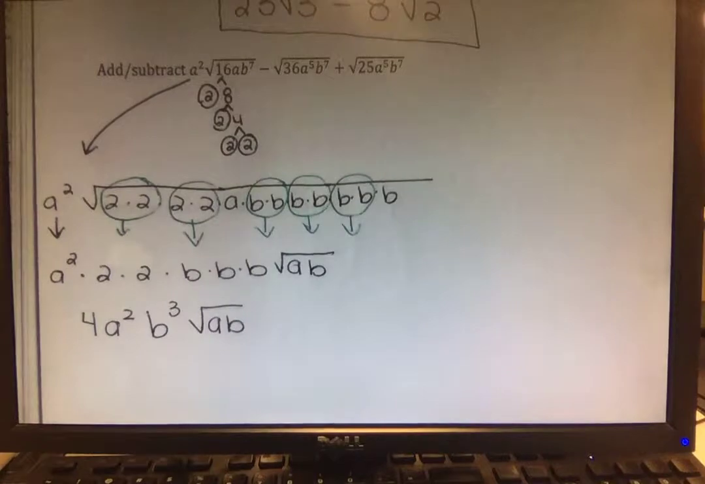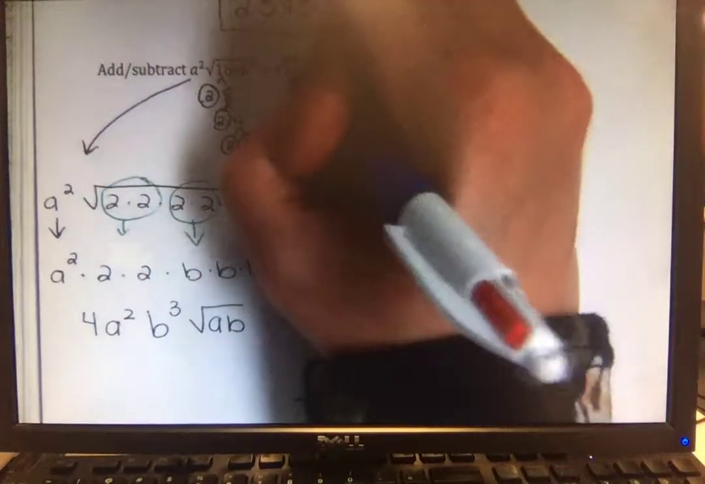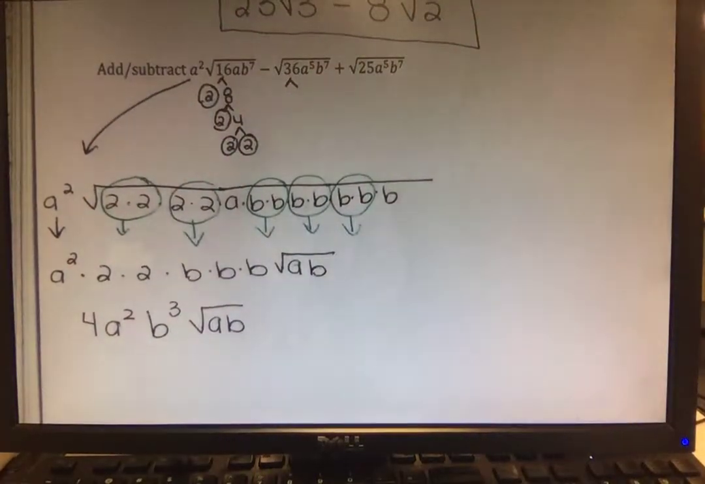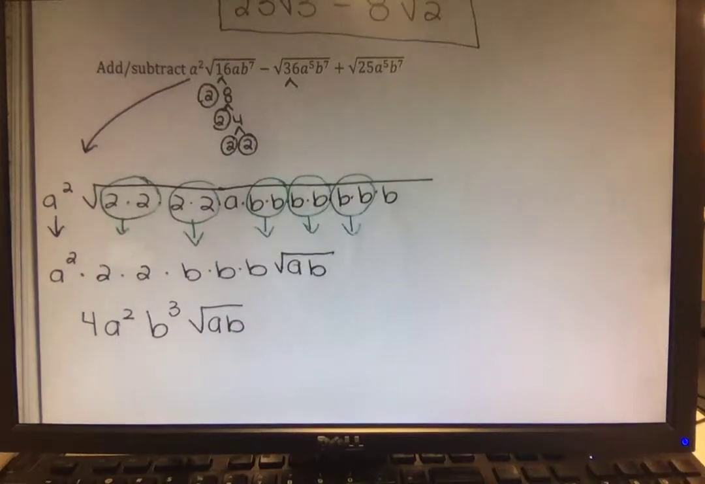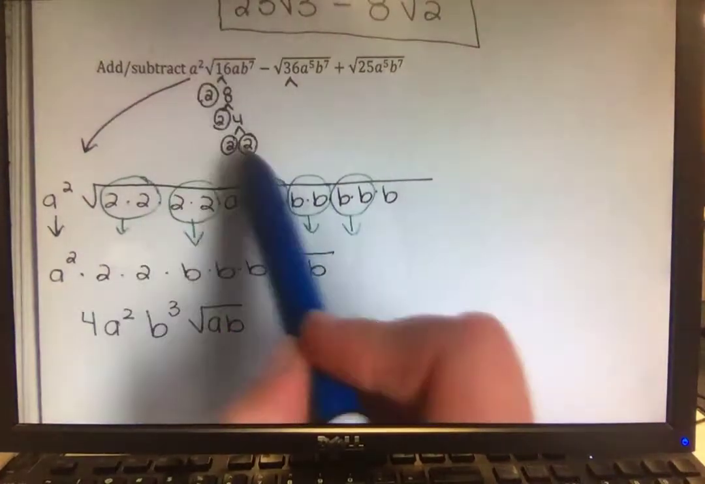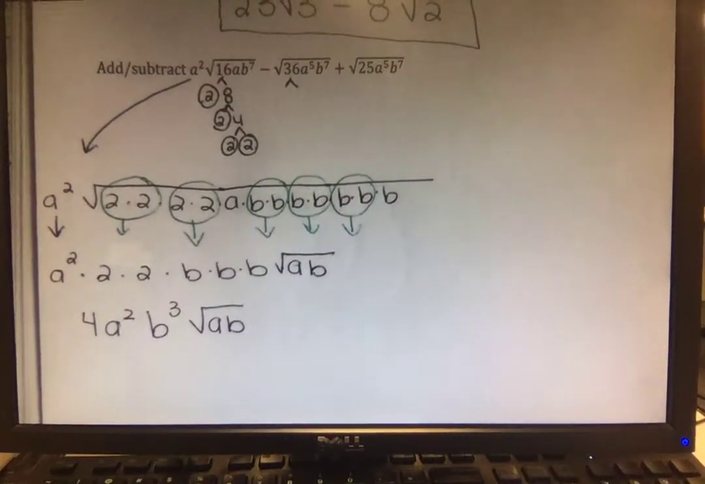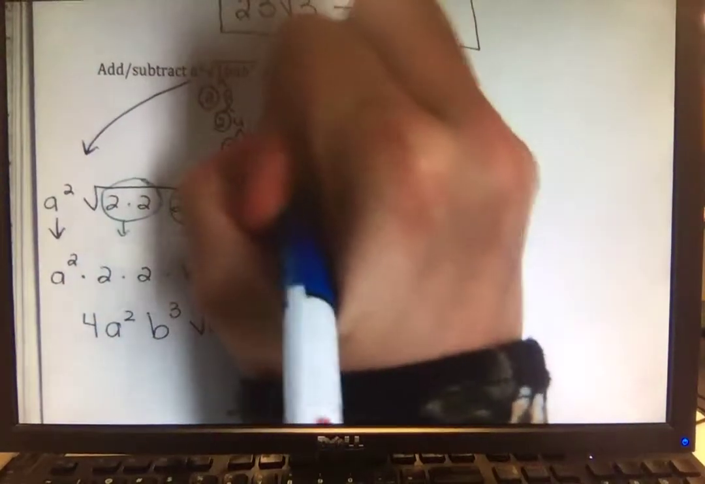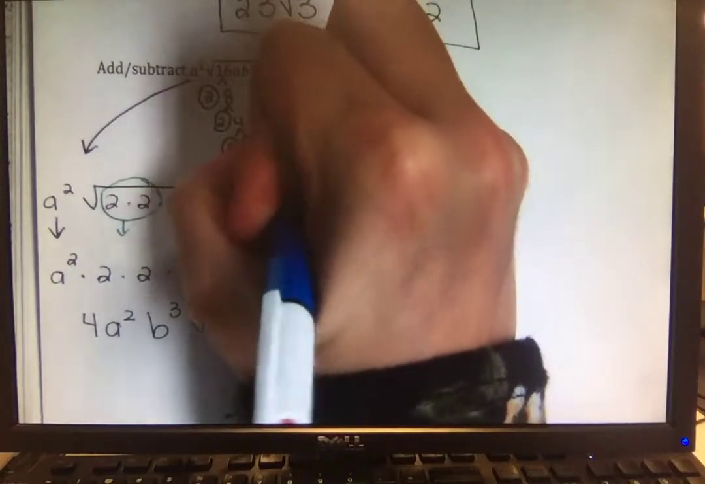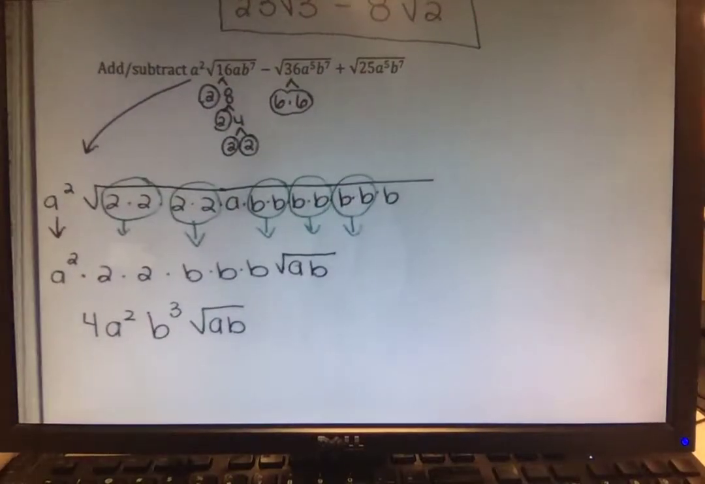That was just the first one. Now doing the second one. I have 36. So, a couple different options. You can break it down like we did here, or I already know the square root of 36 is 6 times 6. That will give me that 2 of a kind that I'm looking for. So I don't need to break it down any further.